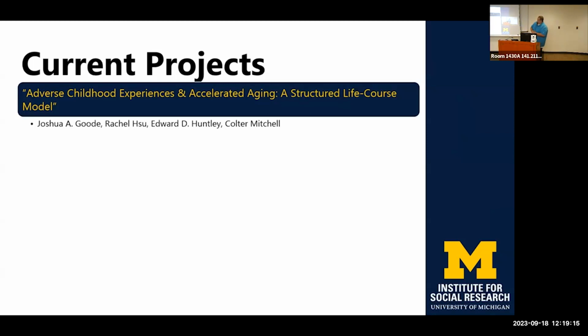This is adverse childhood experiences and accelerated aging, a structured life course model. Basically what we're doing here is using the Future of Families and Child Well-being, formerly known as Fragile Families and Child Well-being, or FFCW, data to look at accelerated aging at age 15. Accelerated aging is a measure from DNA methylation data that essentially tells us whether somebody's aging faster than they should be for their chronological age, or slower, if that makes sense.